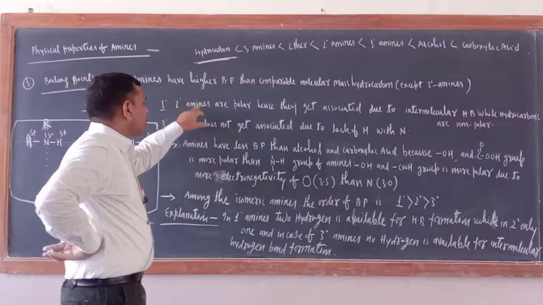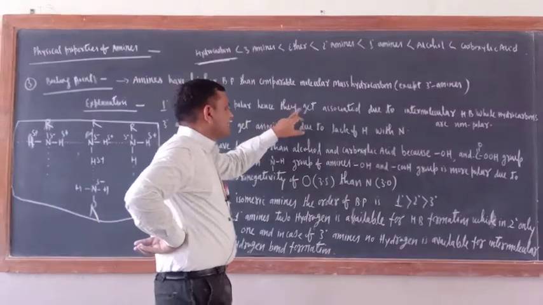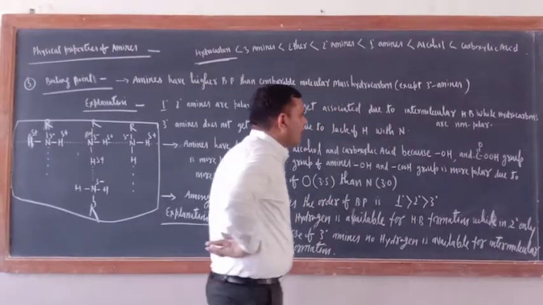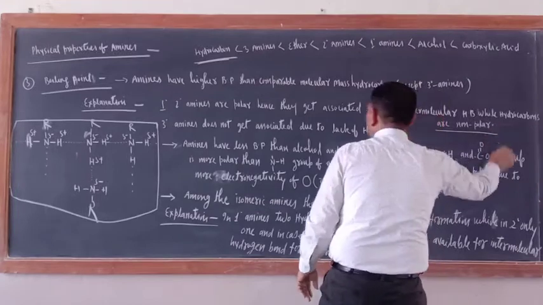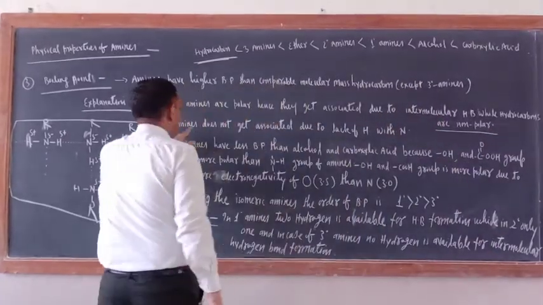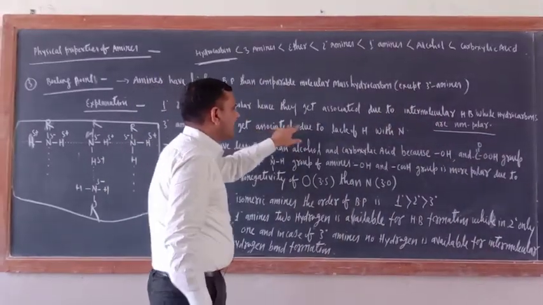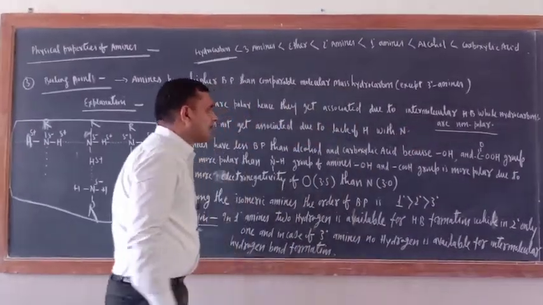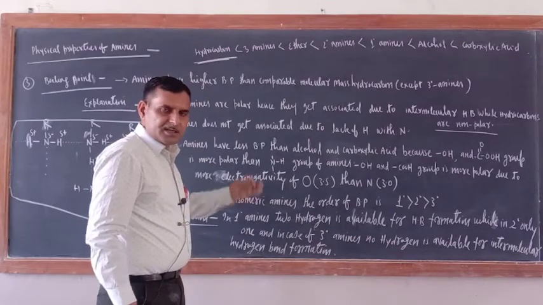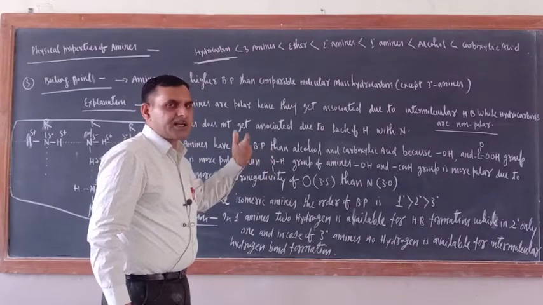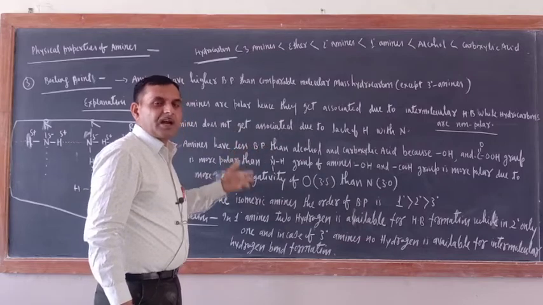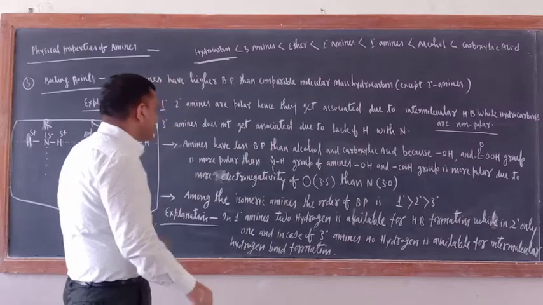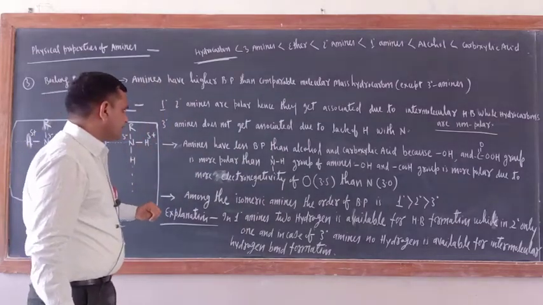So 1 degree, 2 degree amines are polar, hence they get associated due to intermolecular hydrogen bonding, while hydrocarbons are non-polar. 3 degree amines does not get associated due to lack of hydrogen with nitrogen. In 3 degree amines, nitrogen does not contain hydrogen. That is why intermolecular hydrogen bonding is not there in case of 3 degree amines. Okay. Now try to understand here.